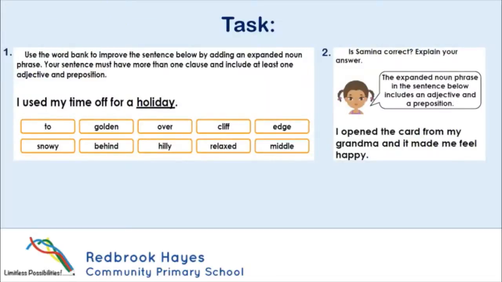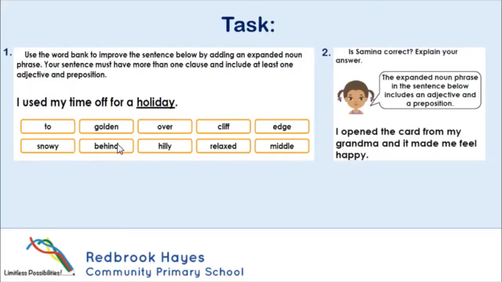Okay, so your task today, I've just got 2 little activities for you, so it's nothing major, nothing big. So number 1, I'd like you to have a go at using this word bank. You've got a range of words there to improve the sentence below by adding an expanded noun phrase. Your sentence must have more than one clause and include at least one adjective and preposition. Okay, so it says, I used my time off for a holiday.